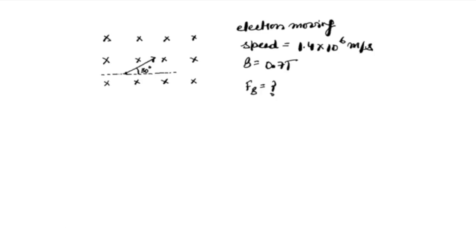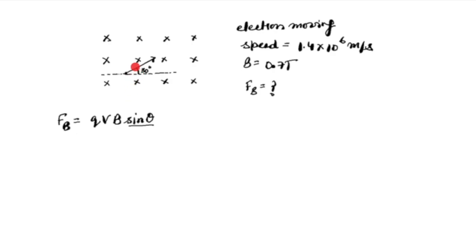Let's see this question. In this, there is an electron moving at 30 degrees from the horizontal, going like that. The speed is given as 1.4 times 10 to the power 6 meters per second, and the magnetic field is 0.7 Tesla. We are asked for the magnetic force, which is what we need to calculate. We know the formula for that: the magnetic force is given by qvB. The complete formula has sin theta, but I will not use it because theta is 90.